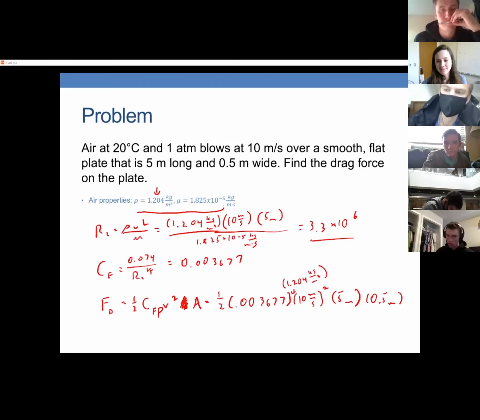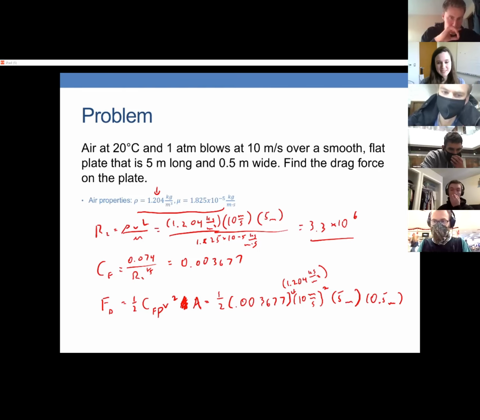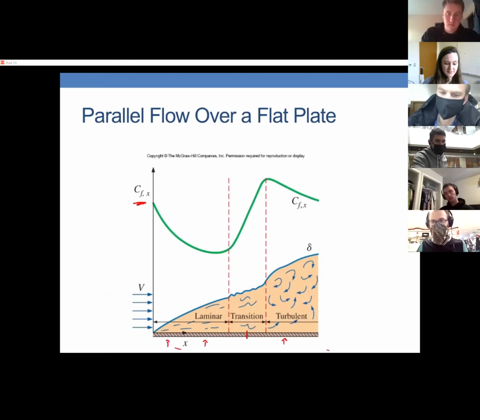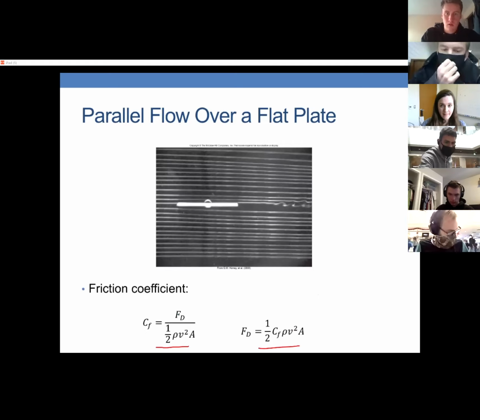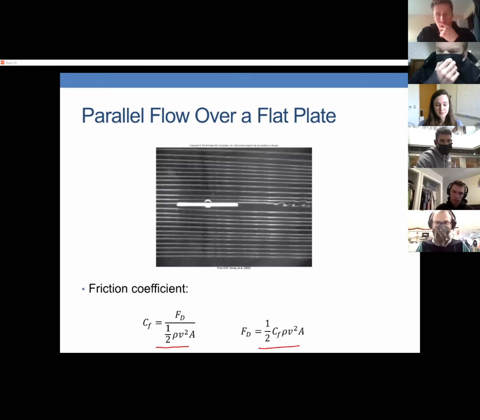Dr. Nicholson, will we have to do anything where we're determining, because this is just like where there is no pressure difference, right? Yes, so this is specifically for parallel flow over a flat plate. This is a specific setup where we know that the pressure drag is going to be really small and the friction drag is going to be big because of parallel flow over a flat plate. This is what this situation is.